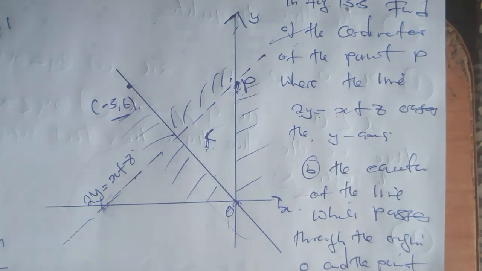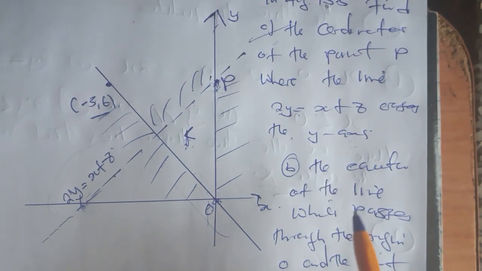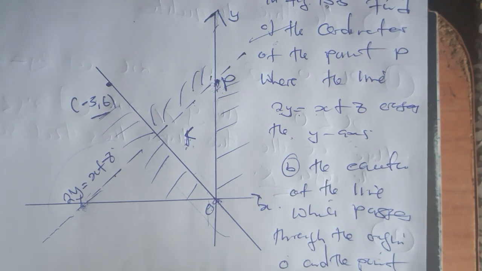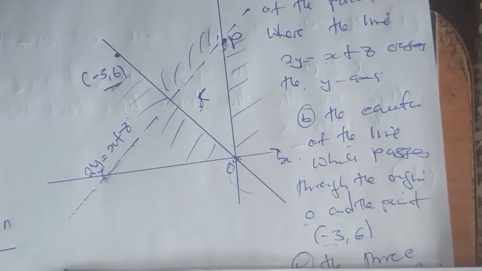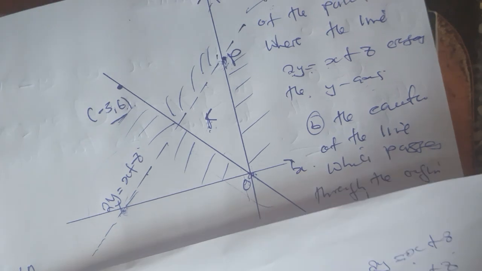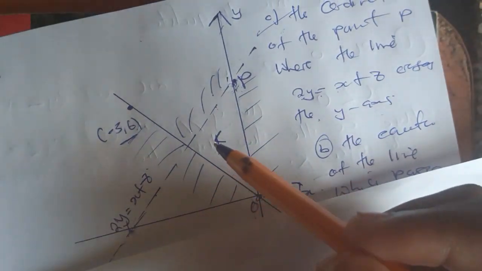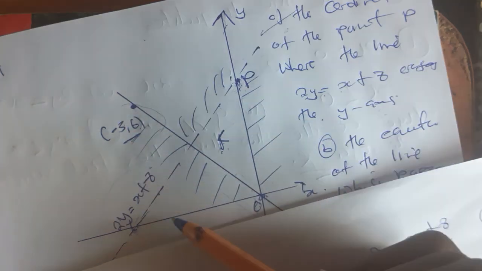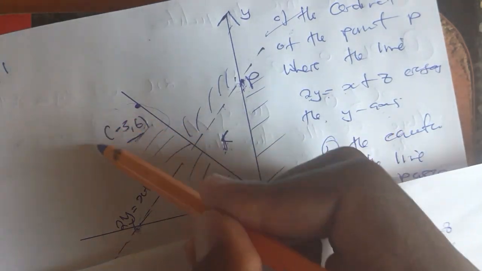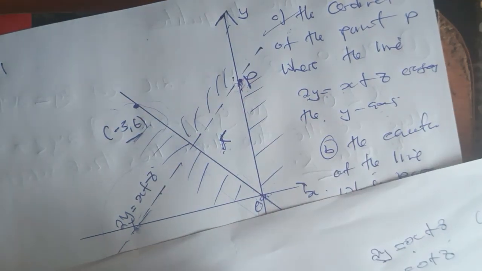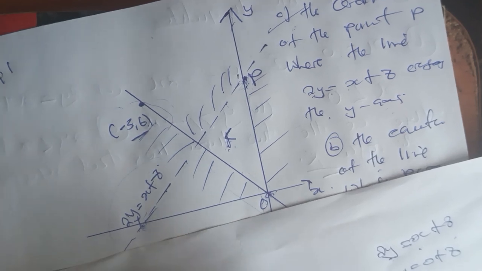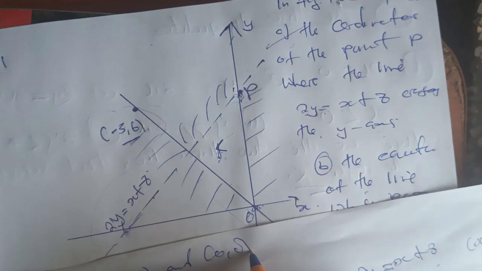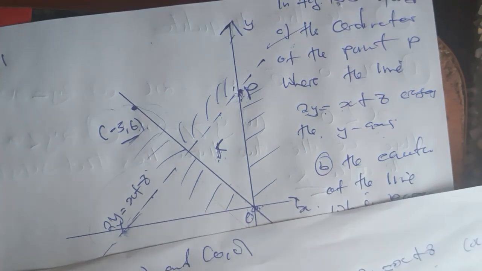So let's go for part B. Part B says: the equation of a line which passes through the origin 0 and the point negative 3, 6. You can see that what you have been given is a point. We want to define the line passing through the origin and this point. So we have the points negative 3, 6 and 0, 0, and we want to find the equation through these 2 points.